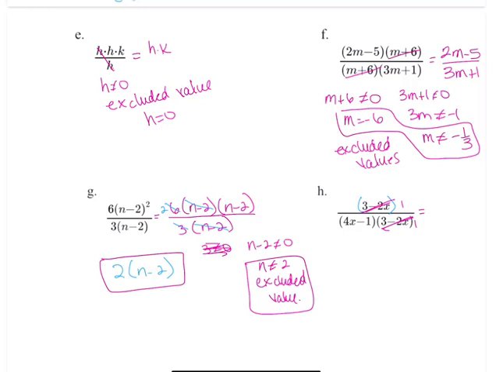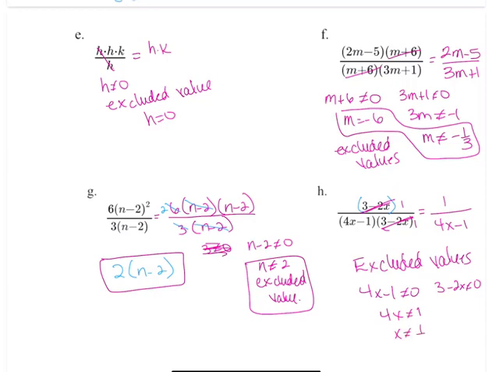So what's left in your numerator? 1 over, and then what do we have in our denominator? 4x minus 1, right? We have to come up with our excluded values. So that's looking at all of the denominators. So we had the 4x minus 1, we know that can't equal 0. And then the 3 minus 2x, we know that cannot equal 0. So I'm going to add 1 to both sides. 4x cannot equal 1. I'm going to divide by 4. We know that x cannot equal 1/4.